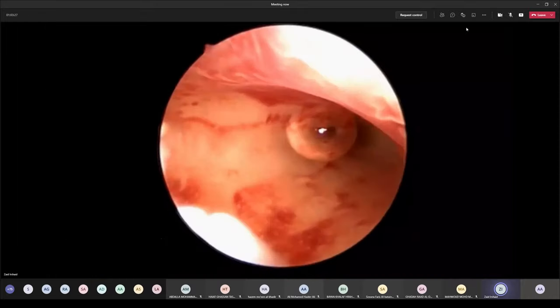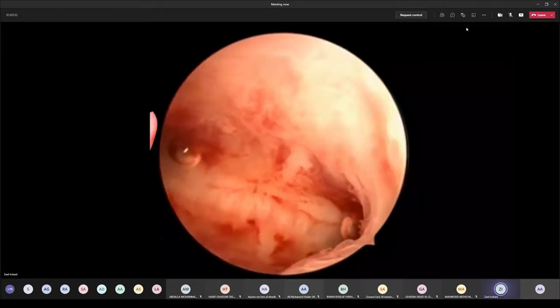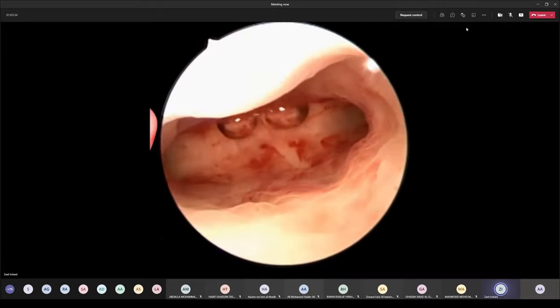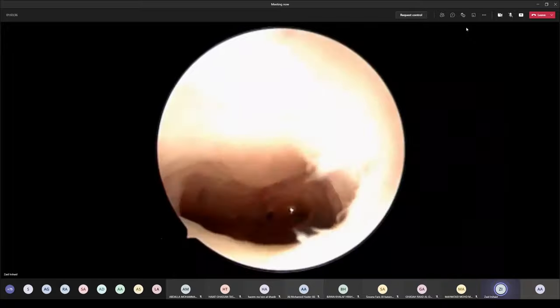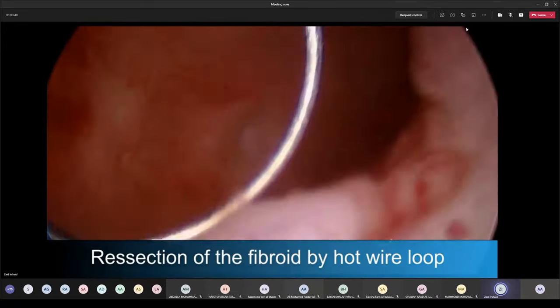Of course, these are air bubbles because during hysteroscopy, we try to infuse normal saline to distend the uterus so that we can visualize the cavity properly. So that's a normal uterus. That's how the uterus should actually look.